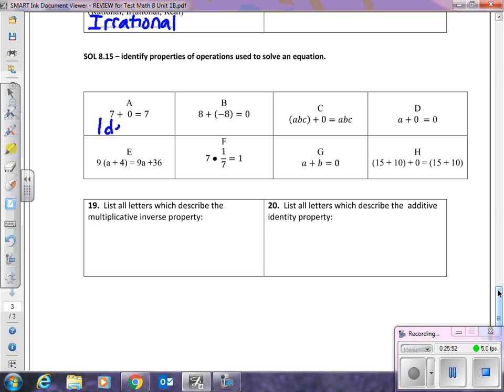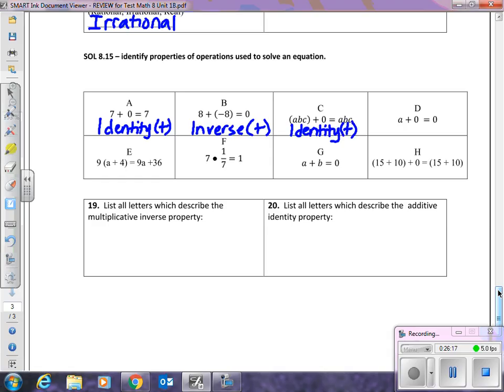So for letter A, anything plus 0 equals the thing you started with, that is known as the identity of addition, or additive identity, if you want to say it that way. If you go to letter B, I took a positive 8 and I added a negative 8 to it. This is my inverse of addition, or additive inverse. If I go to letter C, I took ABC, I added nothing to it, I still got ABC. That's identity of addition.